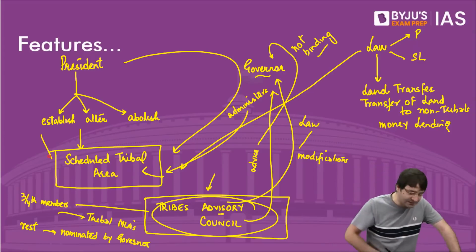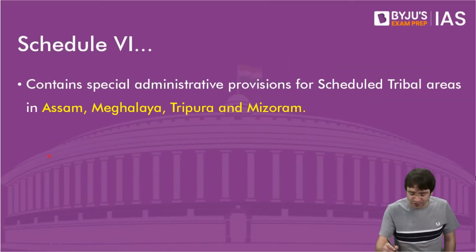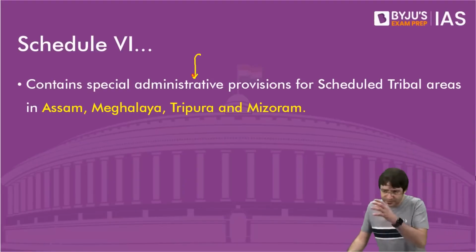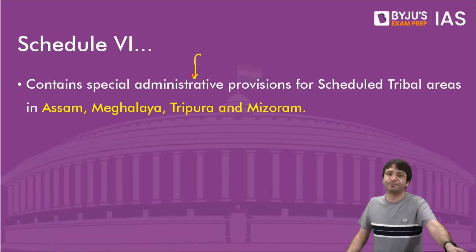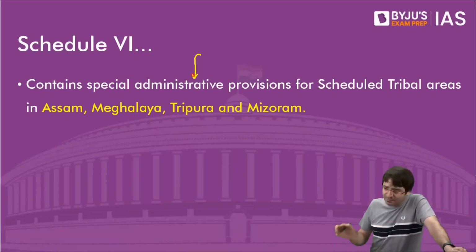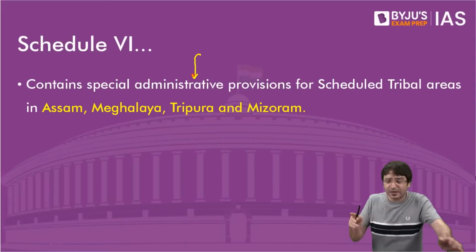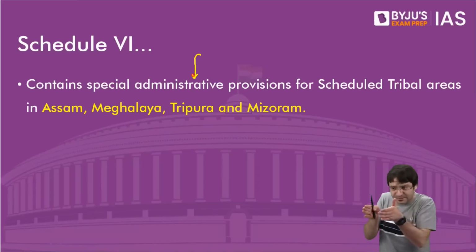But so far as Schedule 6 is concerned, it talks about administrative provisions. How do we administer these tribal areas? But this time, the tribal areas in 4 states, Assam, Meghalaya, Mizoram, and Tripura. Why? Because when we look at the tribals of these 4 states, one tribe is different from another tribe. We can't treat them as homogeneous group.